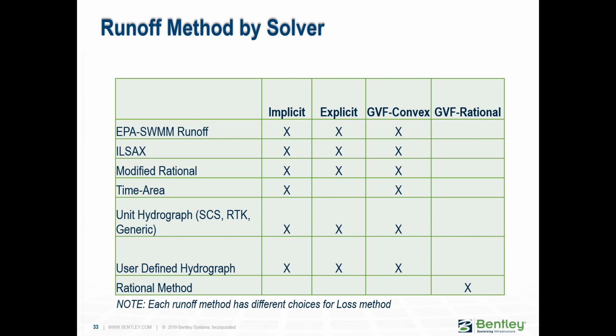Next, we have a table to compare the runoff methods available for each solver. So for the implicit and explicit, we can see which ones are available. For implicit, we have all runoff methods except the rational method. The explicit is an option that has all the options but not the rational and the time area options.